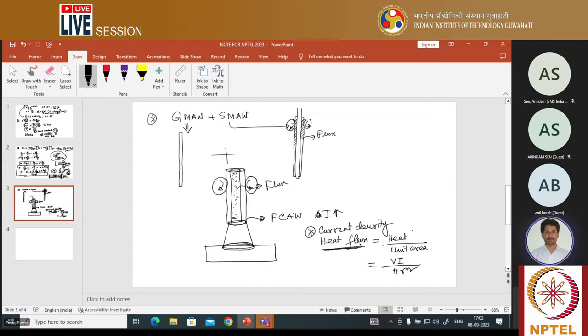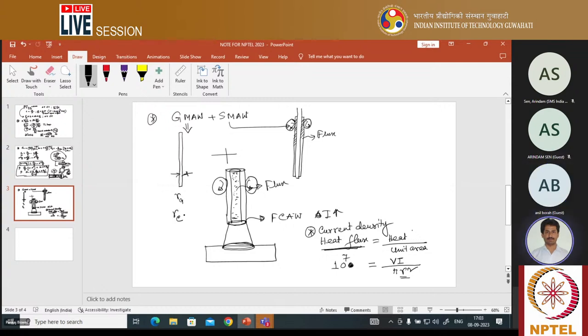Now, to get the same heat flux, let us consider you want a heat flux of, let it be, 10 to the power 7 within this range, 10 to the power 7 watt per meter square. Now, if you use the GMAW process and the FCAW process, in which case is your R more? Let the R of the GMAW process be RG, whereas for the FCAW process I am writing RFC.